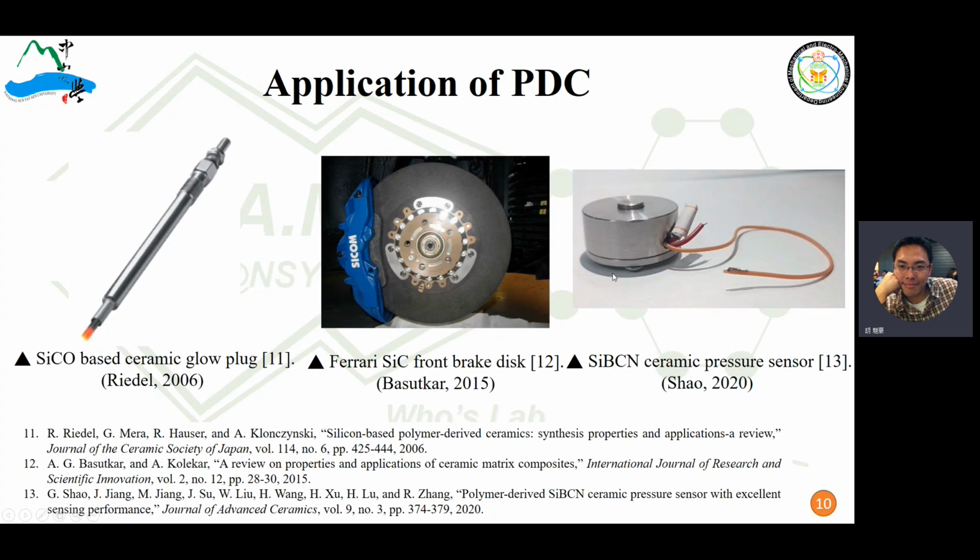This kind of material has been widely used in different industries, such as ceramic glow plugs, brake discs, pressure sensors, and gas sensors, and it has been used in the defense industry for ceramic protection layers.